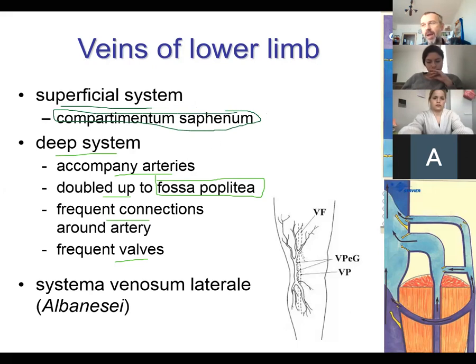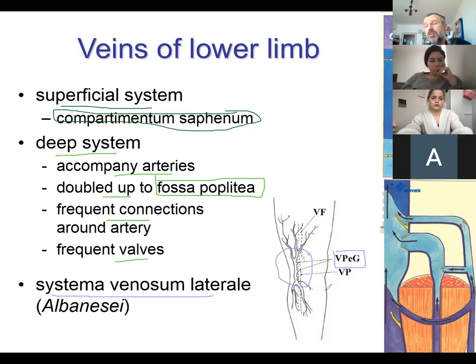And now, I don't know if there will be any phlebologists among you, but at least you will refer your patients to phlebologists. And there exists a third system on the lateral side of the knee, where we have superficial veins which drain via the gluteal perforating vein deep. So these veins are not connected to saphenous veins, but they are superficial. They drain here separately. We call it the lateral venous system.